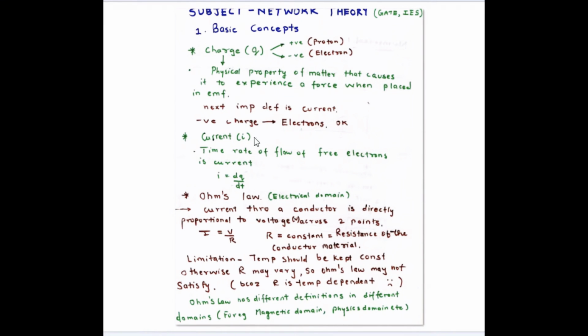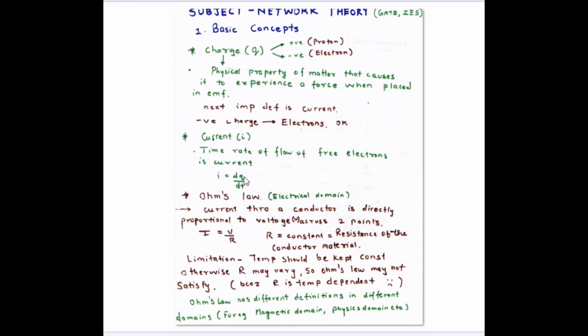So what is the definition of current? The time rate of flow of free electrons is called current. The free electrons passing through a conductor make up current. There were two charges, positive and negative. Out of that, the negative charge, which is called the electron, constitutes the current. And the formula for this current is I equals dq by dt, the derivative of charge.